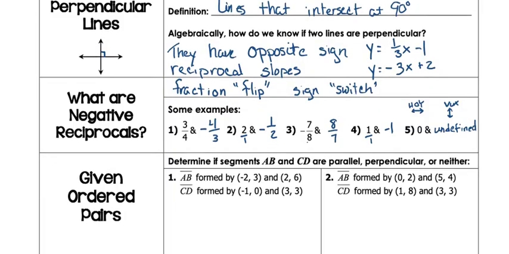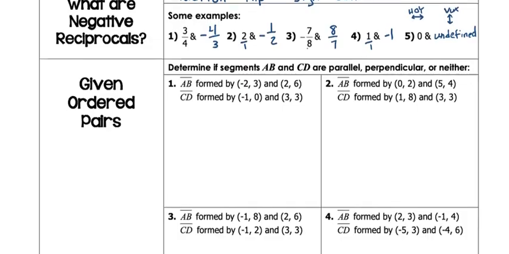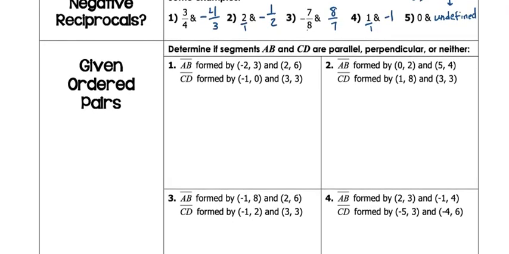So let's take a look. We're going to try a couple. Determine if the segments of AB or CD are parallel, perpendicular, or neither. Meaning, I need to find their slopes and determine, are they the same or are they opposite reciprocals? That's what I want to know. So I'm going to start with AB here.